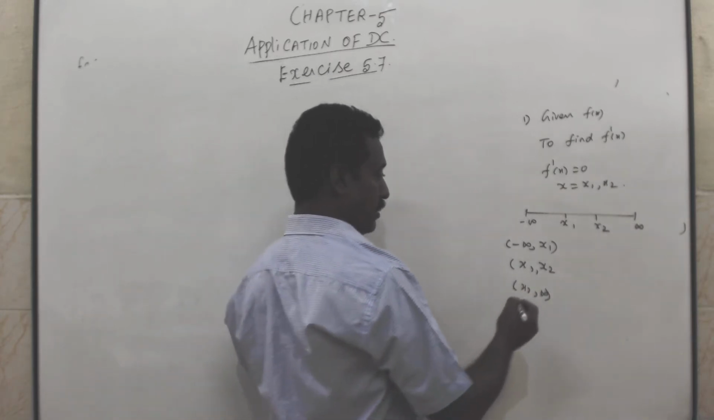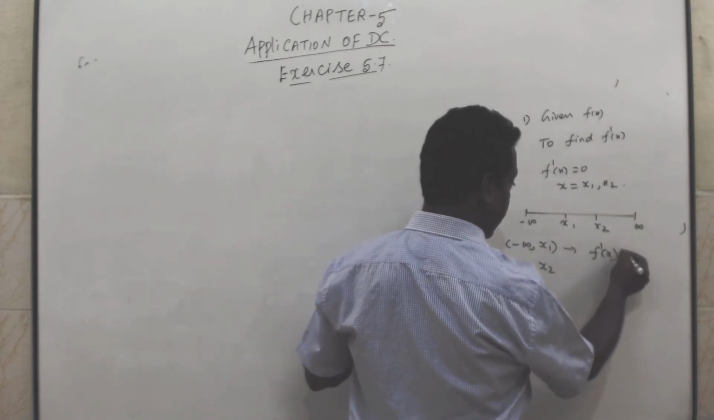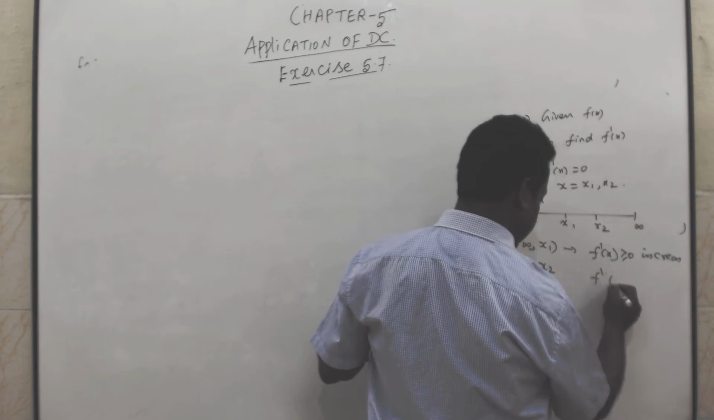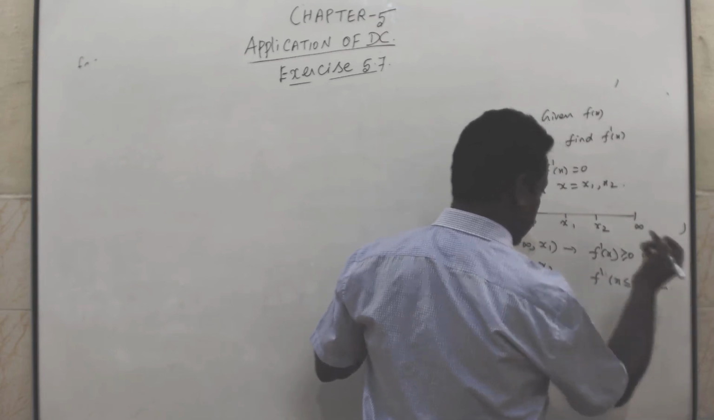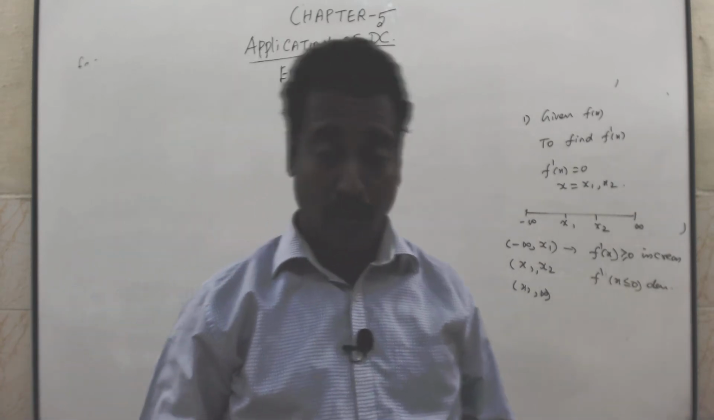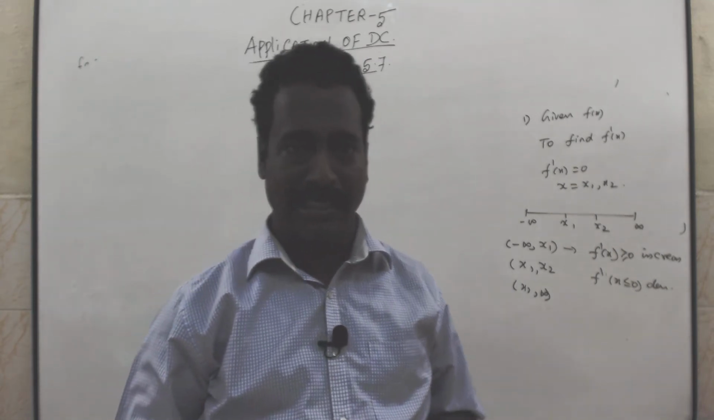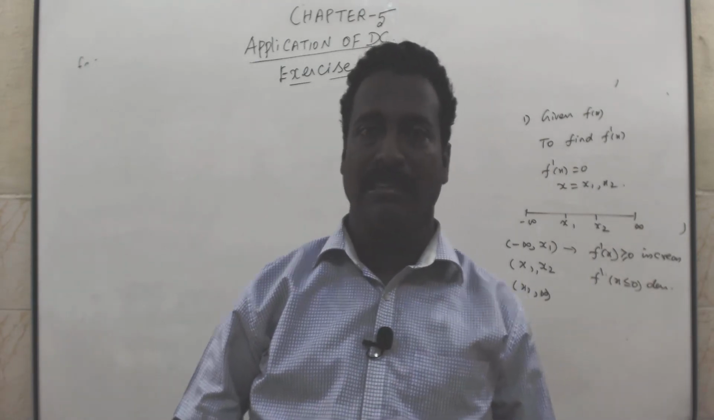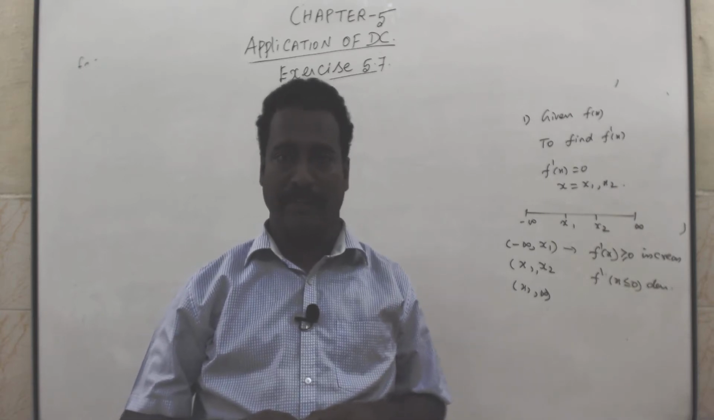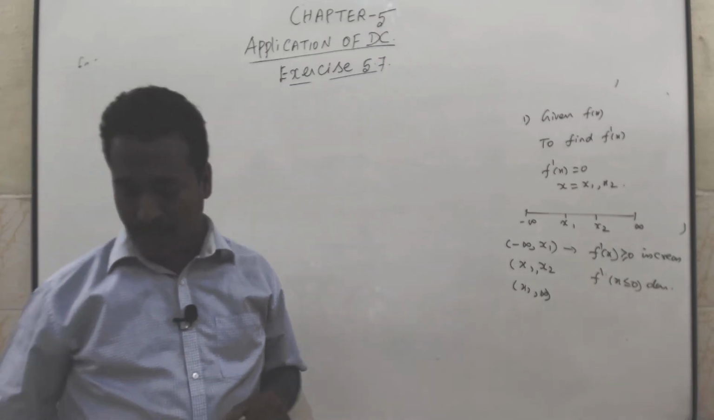In the interval minus infinity comma x1, substitute any one value in f dash of x. f dash of x greater than or equal to 0 is increasing, less than or equal to 0 is decreasing. So just verify: step number 1, given f of x; step number 2, find f dash of x; f dash of x equal to 0, find the values of x; draw the number line, plot the points on the number line, identify the intervals, and in between the interval substitute any one value in f dash of x. Positive means increasing, negative means decreasing. Shall we go to the problem?